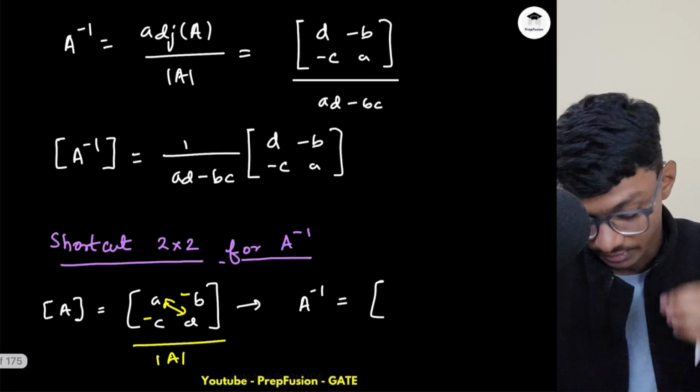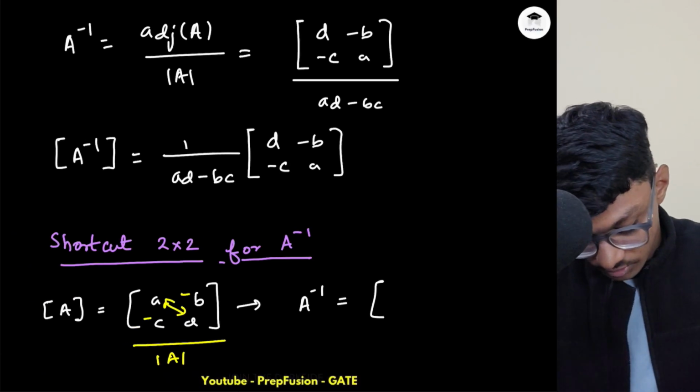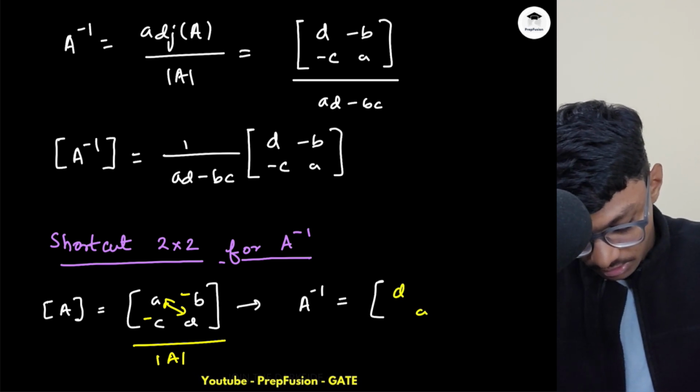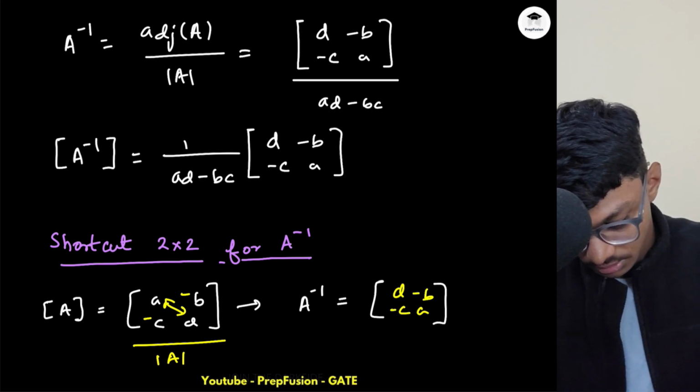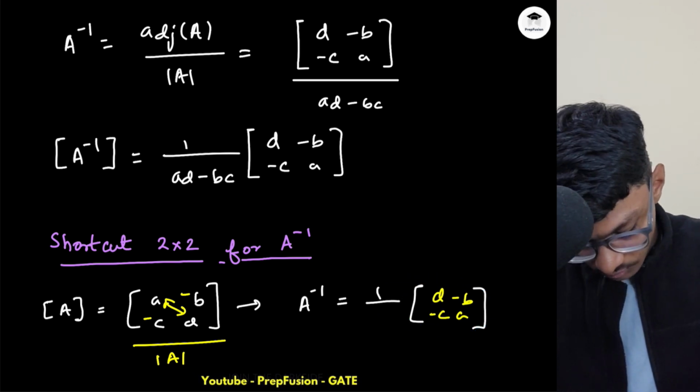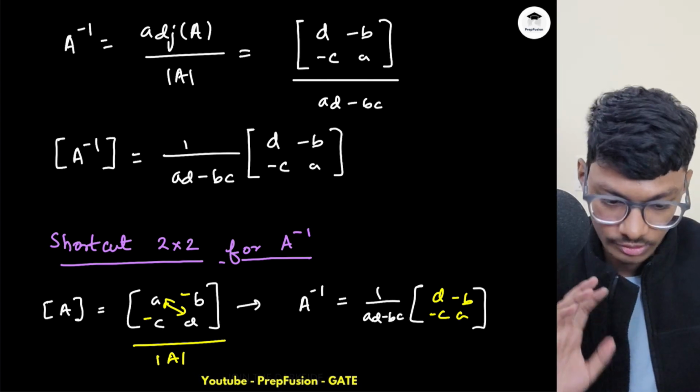Okay, divide by determinant of A. So basically this will become something like this. This will become this swapped thing. This will become d, a, minus b, minus c, and this will be simply 1 by ad minus bc. Okay, so this is what my A inverse is.